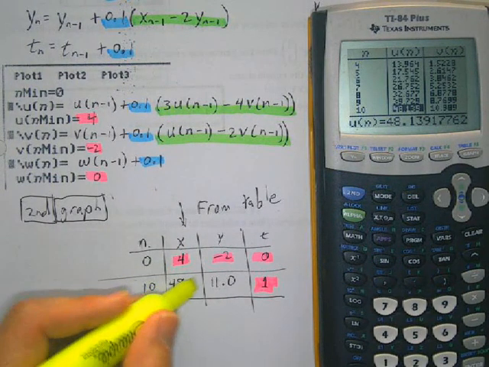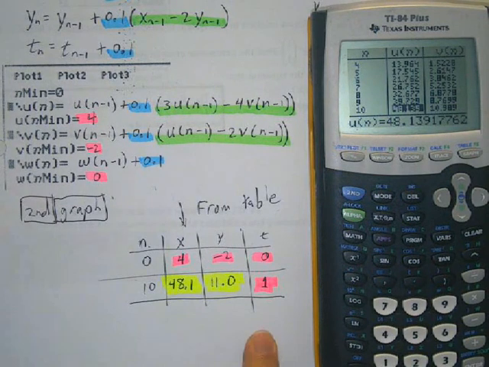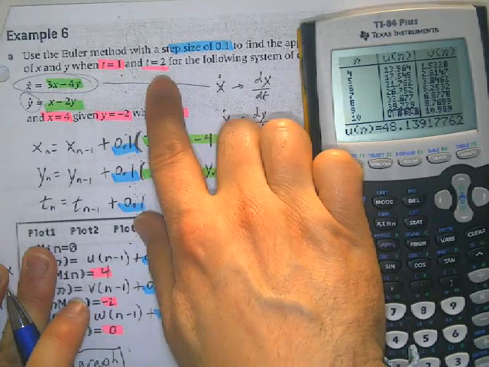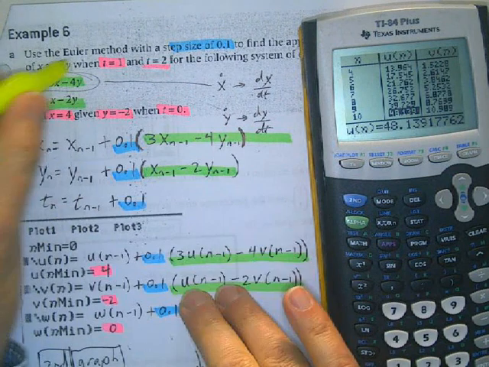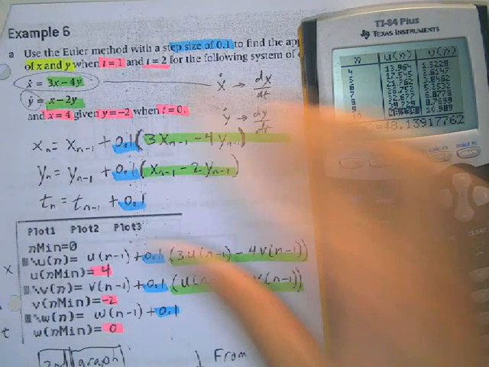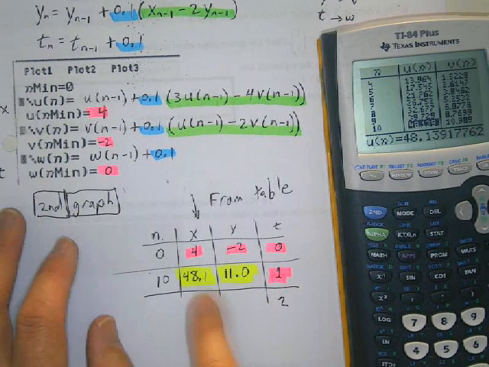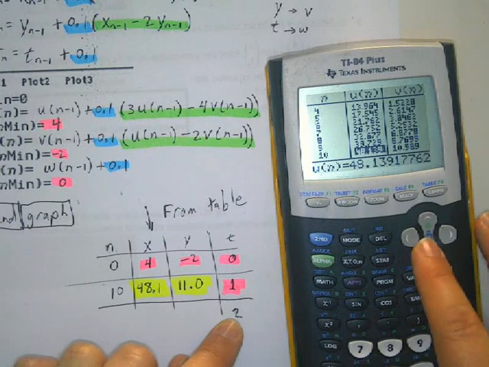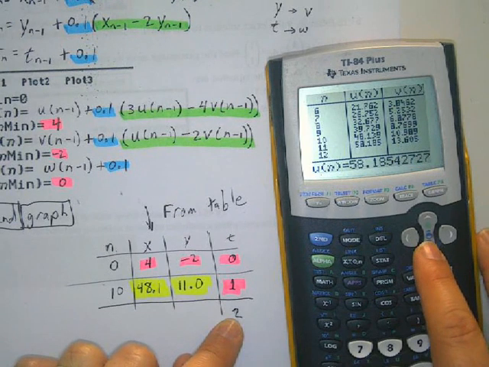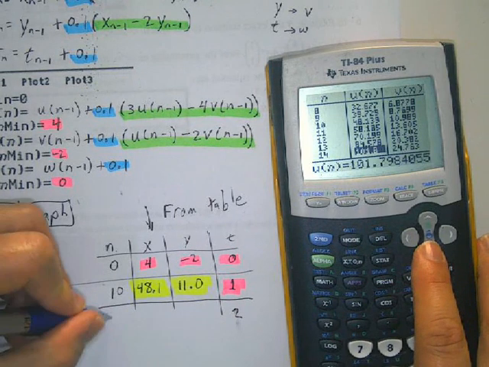They asked us to find the x and y values when t is 1, and also when t is 2. Right? So we want to find the x and the y values when t is 1 and when t is 2. So here are my x and y values when t is 1. Now we're going to figure out the x and y value when t is 2. So I'm going to arrow down. It takes a little bit of time sometimes. My n is going to be 20.